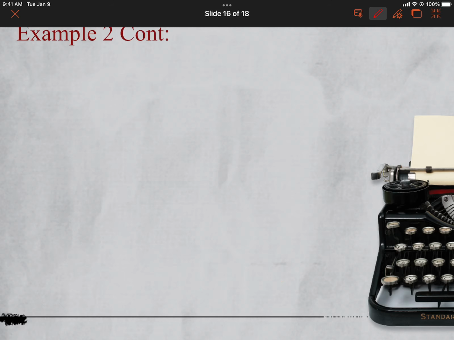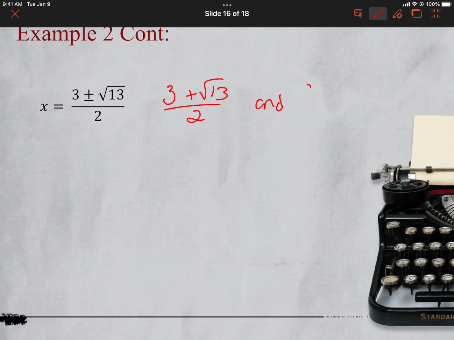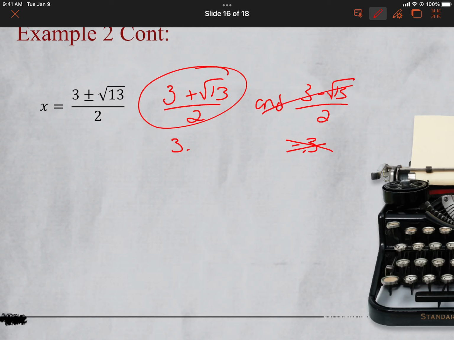We would need to check them to make sure that they are right. So again, remember this is 3 plus radical 13 over 2, and it's 3 minus radical 13 over 2. Just like we checked for extraneous solutions in the first one, I need to do the same thing here. If we worked this out in a decimal, this is 3 point something, and this is negative 0.3 something. So this is a negative number. Again, I can't plug that in, so this one wouldn't work. This is the only one that we would have.